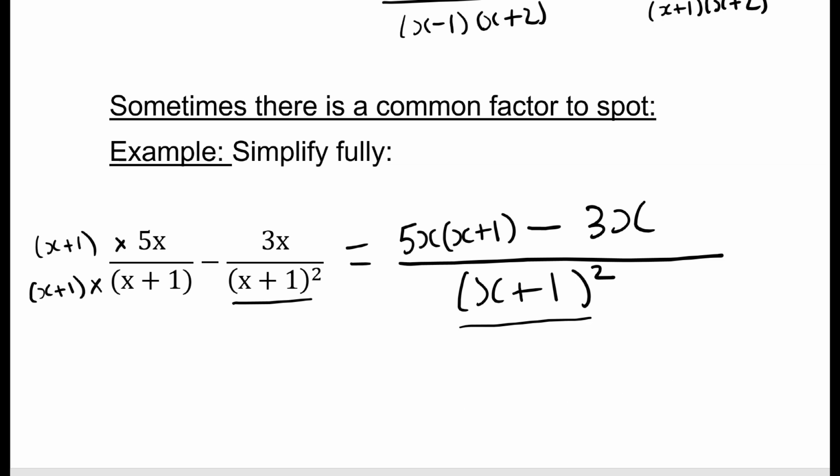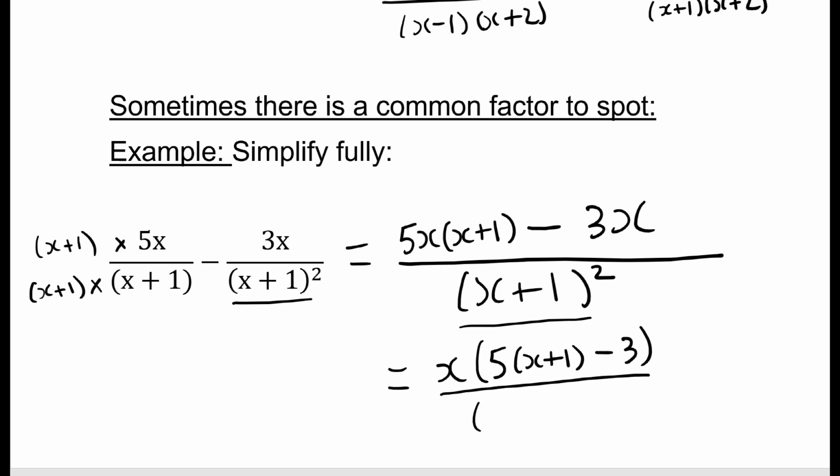And we can now simplify the top. So we could take out a factor of x again. So we would have x bracket 5 times x plus 1 take away 3 all over x plus 1 squared. We could expand the bracket inside, so we have 5x plus 5 take away 3, which will give us 5x plus 2, and all of that's over x plus 1 squared.